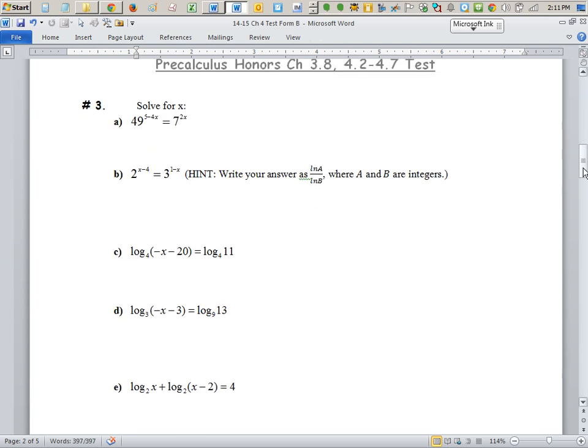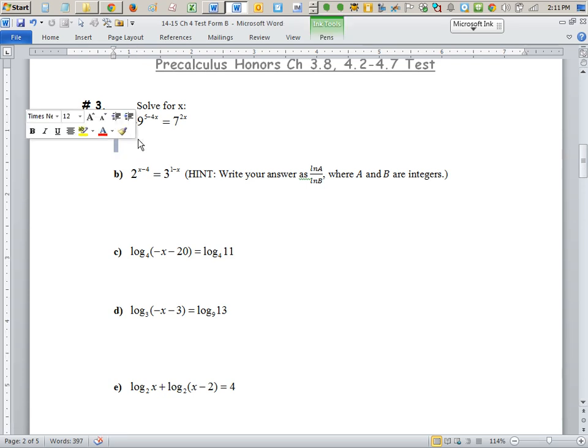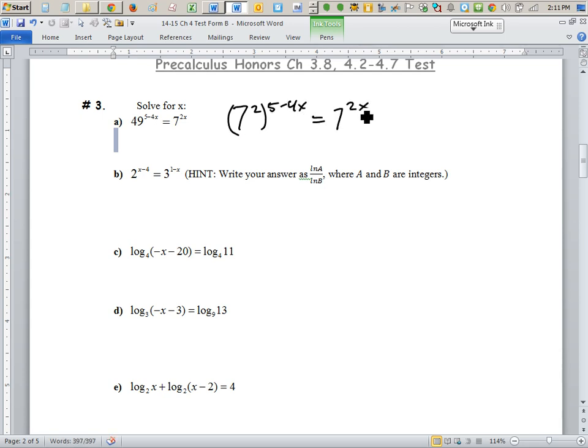Now you're solving, so you're using those skills in a broader context. So you have 7 squared, 5 minus 4x, equals 7 to the 2x, and so you can basically just cross out the 7's. So you end up with 10 minus 8x equals 2x. 10 equals 10x, so x is 1. So I'll write my answers on the left.